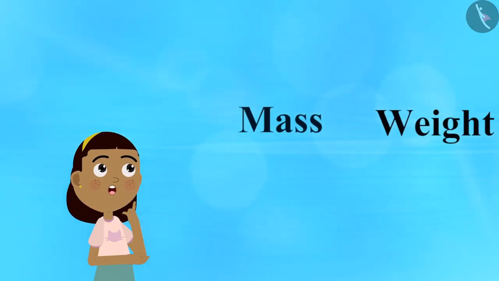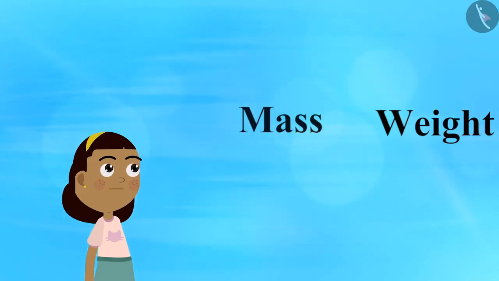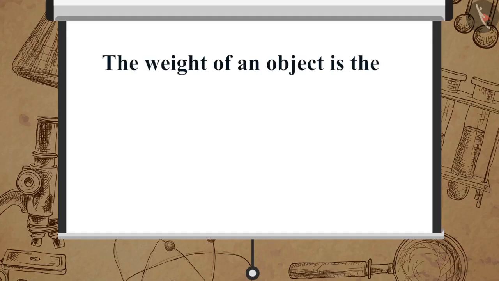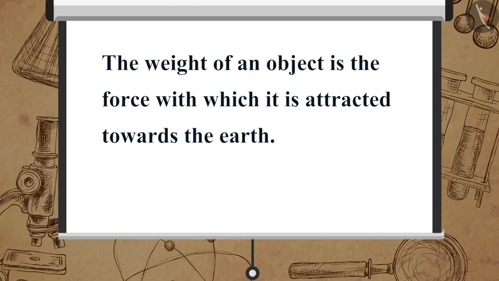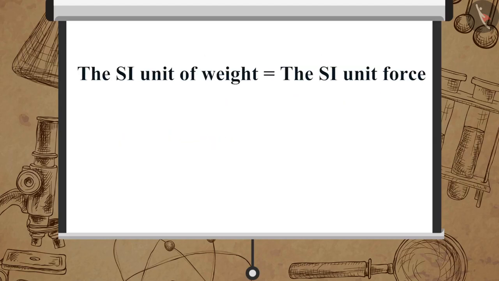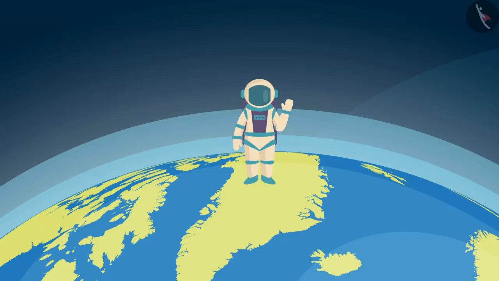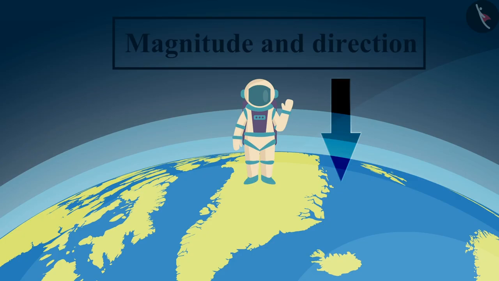Mass and weight are two different properties of an object, and that is why they have different units of measurement as well. As the weight of an object is the force with which it is attracted towards the Earth, its SI unit is the same as that of force, which is Newton, whereas the SI unit of mass is kilogram. Weight is a force which acts vertically downwards, so it has both magnitude and direction.